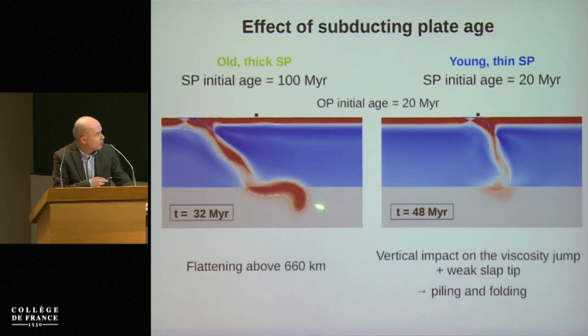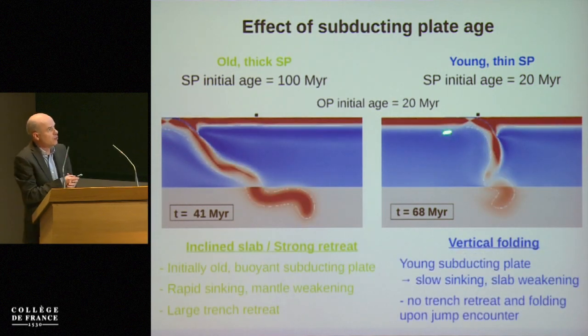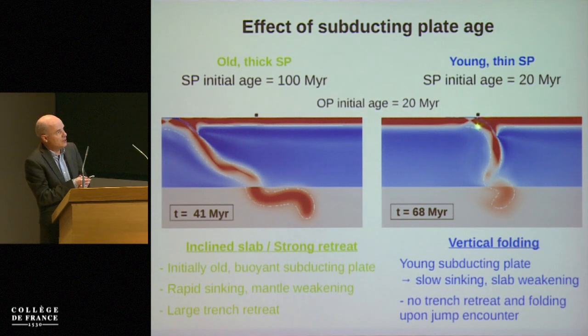And as we go forward, here we've got flattening on this boundary. In this case, we've more or less reached the boundary. We're starting to pile and fold up. This one we've called a vertically folded system, so no rollback. This case, an inclined with strong retreat.